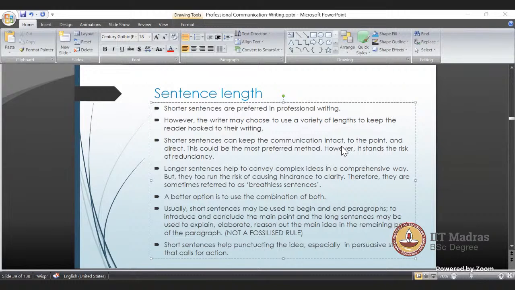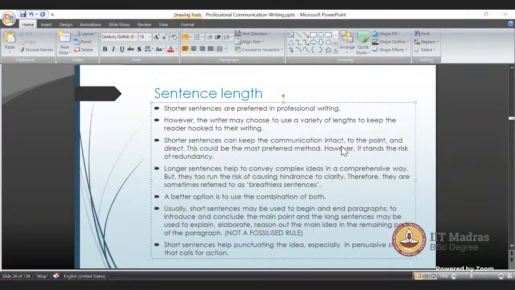Because by the time you reach the end of the sentence, it is so long that you have already forgotten what happened in the beginning, right? So they are referred to as breathless sentences. You lose the plot. You have no idea. You have lost the presence of the idea itself, right? So you see that using too many short sentences is counterproductive. Using longer sentences can also be counterproductive.